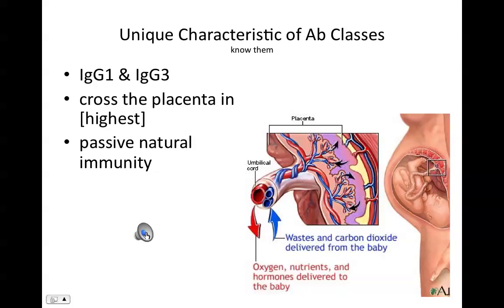IgG comes in subclasses. We have subclasses of IgG 1, 2, 3, and 4. IgG 1 and 3 are in highest concentration in the placenta and can passively transfer from the mother's maternal circulation into the baby. So IgG 1 and 3 are in fact the subclasses of IgG that confer passive immunity in a developing fetus.